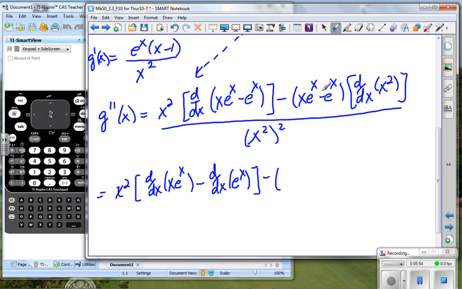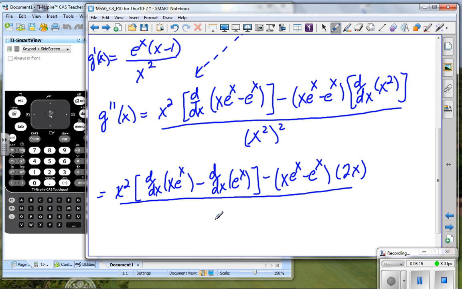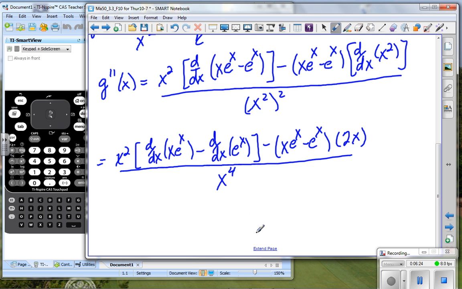Minus the quantity, now we're working on this part, this is the factor, x e to the x minus e to the x, and the derivative of x squared: 2 times the coefficient 1, so 2 times 1 is 2, x to the 2 minus 1 power, or simply 2x. All of that divided by x squared squared. When you raise a power to a power, you multiply the exponent, so we have x to the 4th.